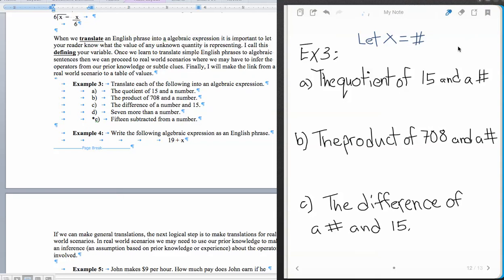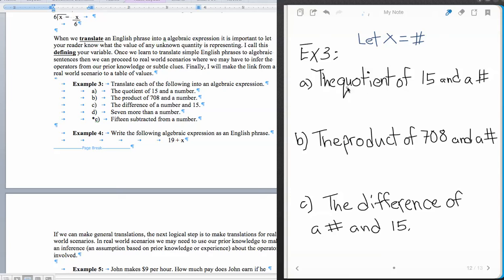This is our next lecture on section 2.1. This is on translating. So we're just going to get into an example here so we can see how we translate from an English phrase into a mathematical expression. Our first example, number 3: the quotient of 15 and a number.